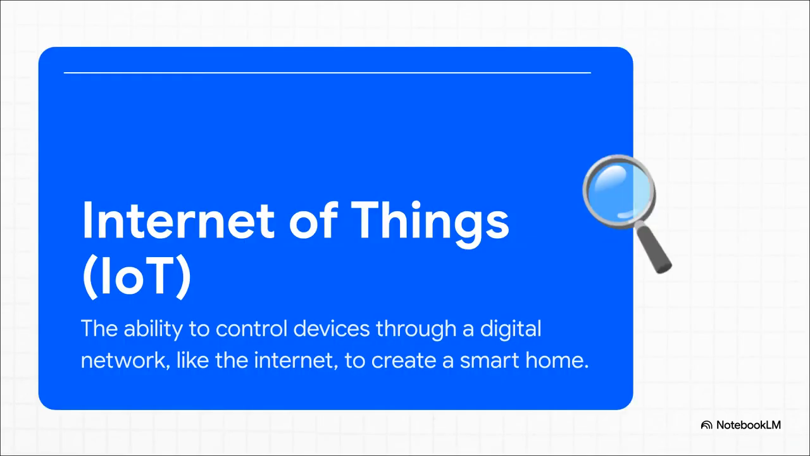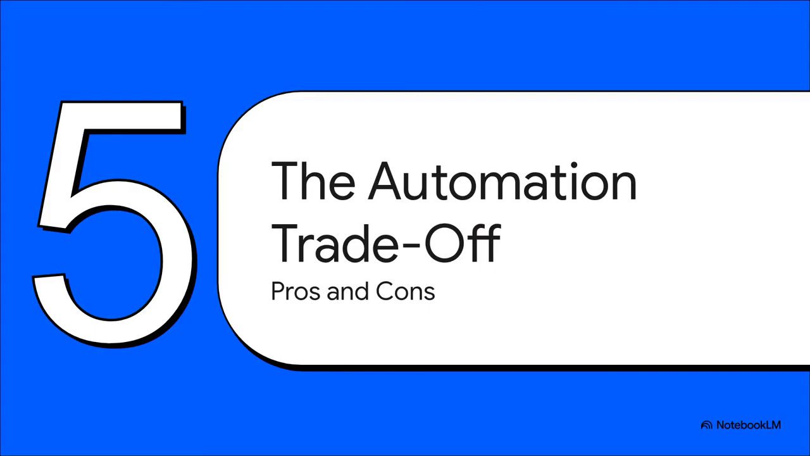And when you take all these individual control systems and you hook them all up to the internet, well, that's when you get the Internet of Things, or IoT. This is what makes a smart home possible, where your phone can become a single remote for your lights, your thermostat, and your security system because they can all talk to each other. Now, this increasing level of automation is incredibly powerful. It offers a level of convenience and efficiency we've literally never seen before.